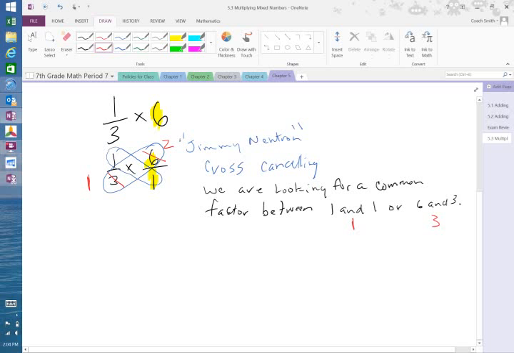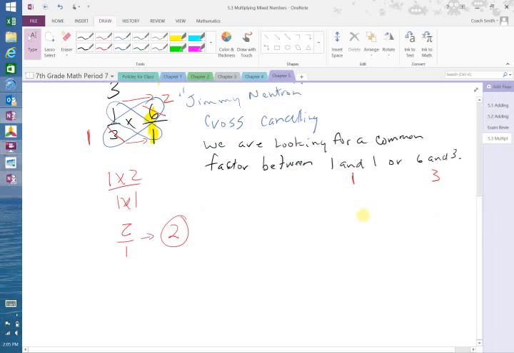Okay? Now, what I have left at this point is I just multiply straight across. So I have 1 times 2 on top, 1 times 1 on bottom, which is 2 over 1, which is 2. Okay, now, let me show you a different way to look at this problem.